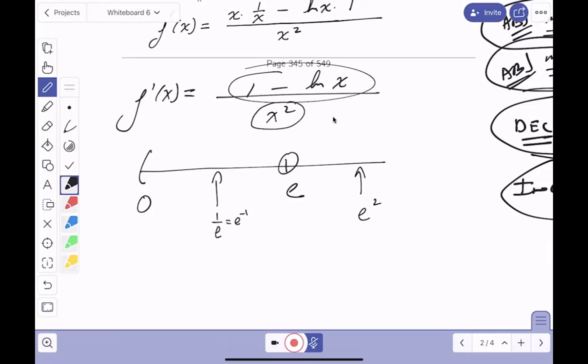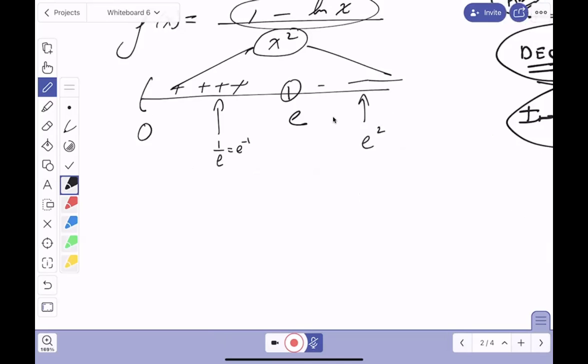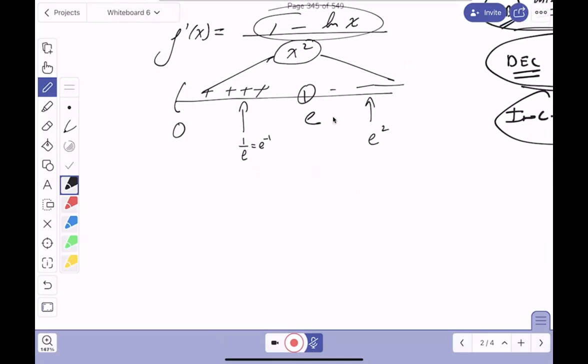I'm worried about this. So what do you get there? If you chose e to the minus 1, you would get 1 plus 1, which is a positive number. So it's increasing. If you chose e squared, you would get 1 minus 2, which is a negative number, which is decreasing. Now, by the way, that is a clear as day absolute maximum. Let me write that down for you. So my absolute maximum, we'll check the key later, occurs at e, f of e.